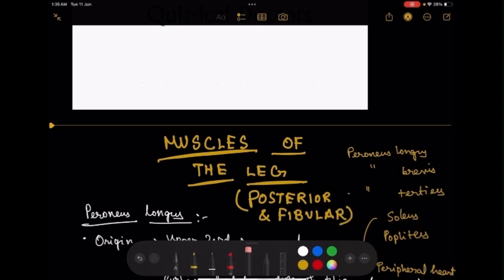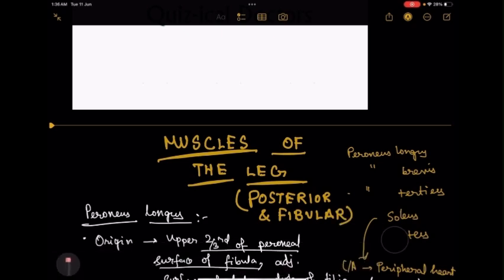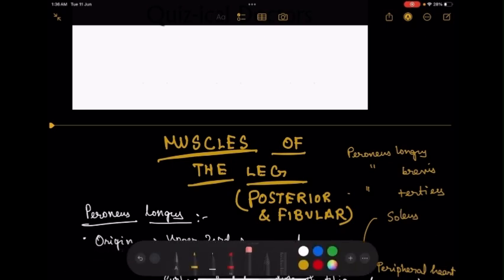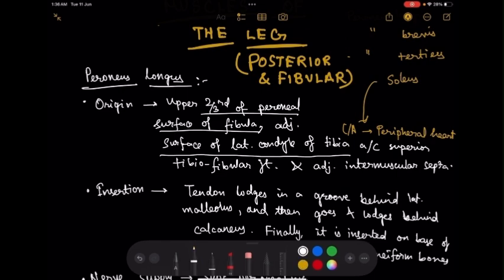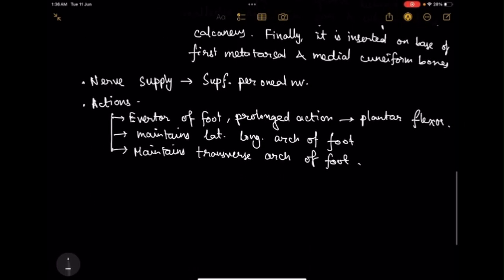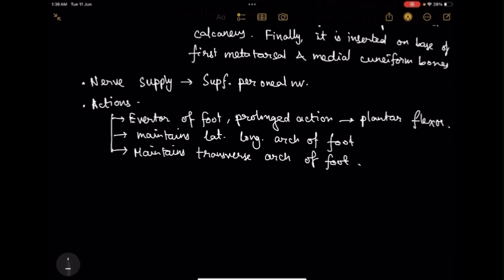Since we were discussing the posterior and fibular component, we can leave soleus and popliteus for now. Gastrocnemius is not that important. So let's get back to it. That will be another topic: the anterior compartment and the muscle around the knee joint. We will discuss popliteus separately.